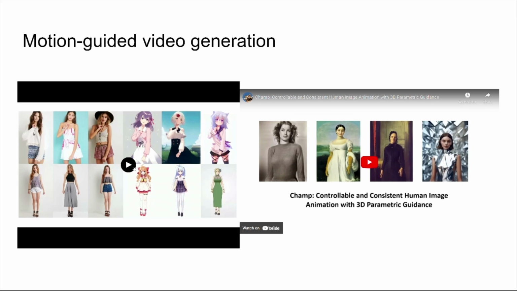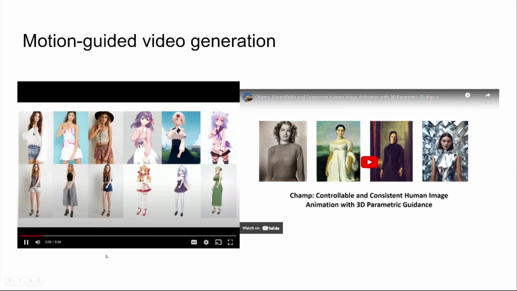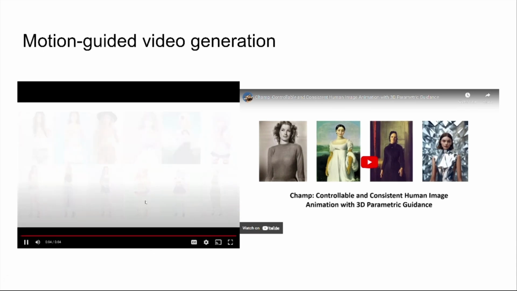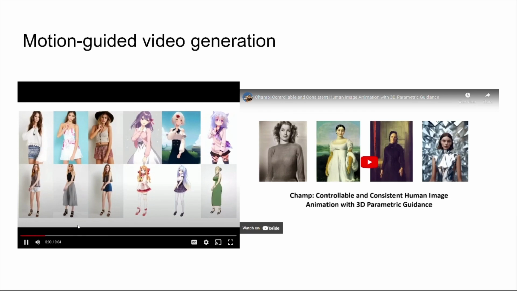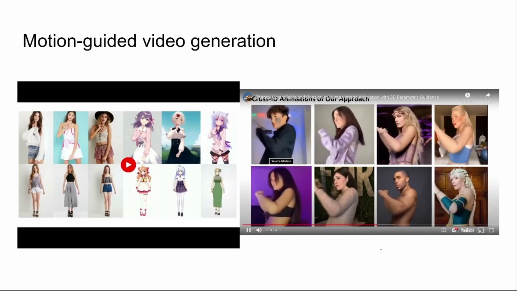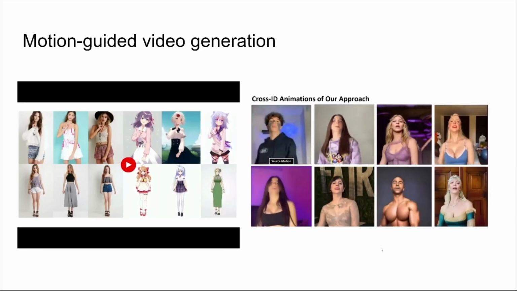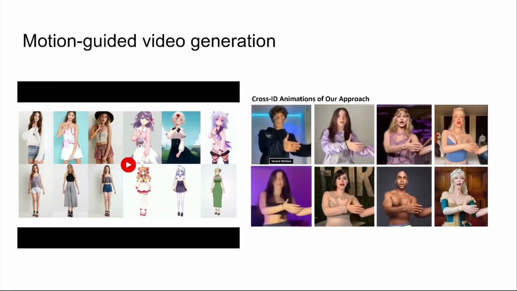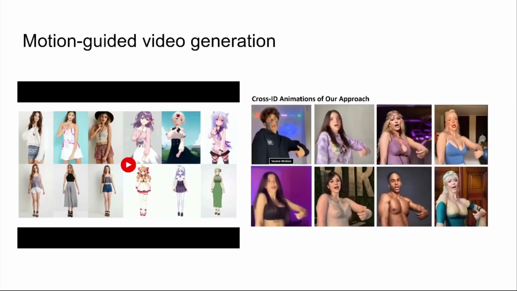So let's see a few demos of the two papers. The left one is Animate Anyone, the right one is CHAMP. All the videos here are generated by the model. The left is generated by Animate Anyone, and the right is generated by CHAMP. So the task is how to generate realistic human motion video.